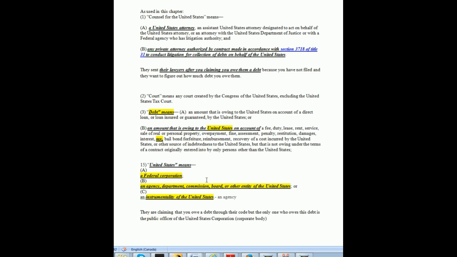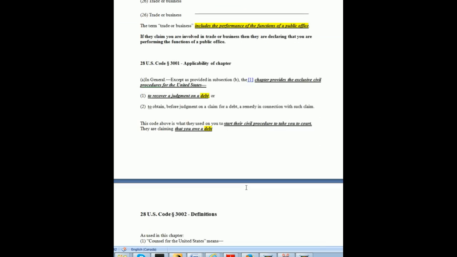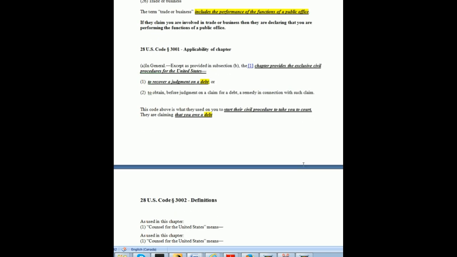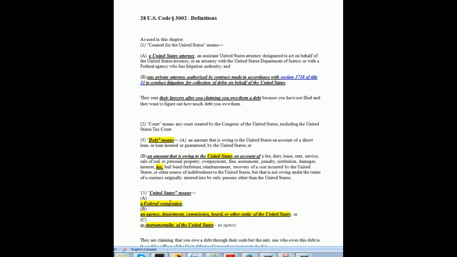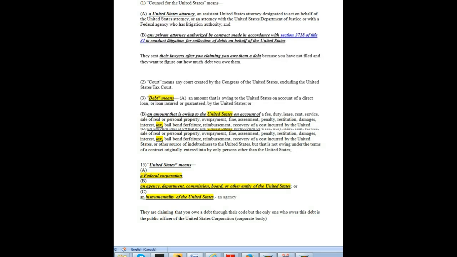So the one who owes a debt for tax owes that debt for tax to a corporate body, a federal corporation, that is called the United States. And if we go back up, we see that if you are titled or designated that you are in trade or business, then you are performing the functions of a public office. You are an officer of this federal corporation. They have classified you as an officer of the United States body corporate.